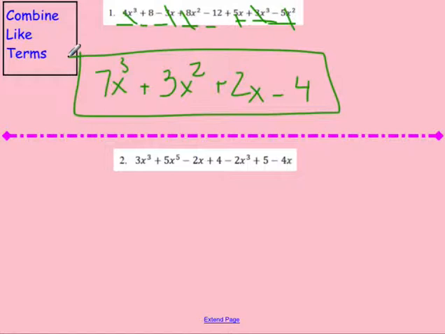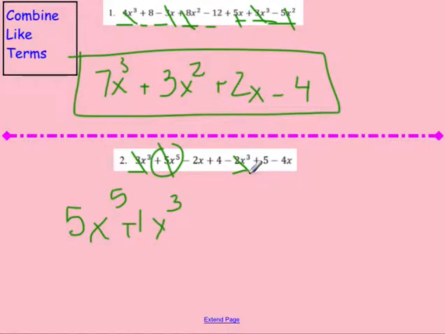Now, taking a look at number 2 and combining like terms, I see that 5x to the 5th is my largest term, so I'm going to write that first. And then I need to combine my cube terms. So I have 3x cubed minus 2x cubed. So I'm going to take 3 minus 2, which is just 1, and then I'm going to have x cubed with it. Again, you're not adding the exponents. So now I have negative 2x minus 4x is negative 6x. Again, adding the coefficients, not adding the exponents.